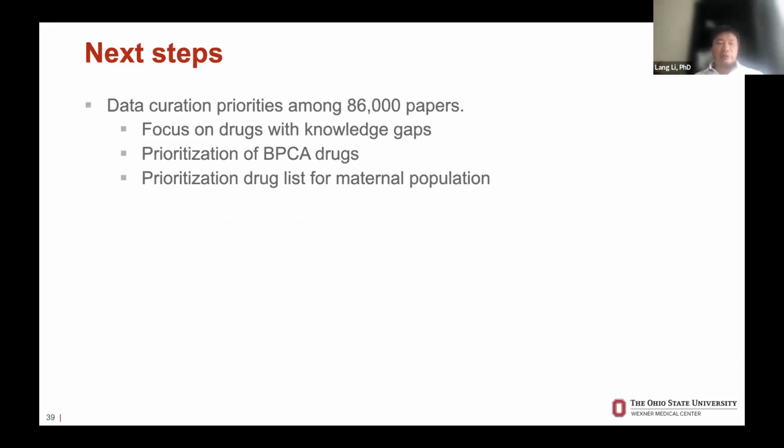So the next step is we're going to focus on 86,000 paper data curation. That's the major task for us. We're going to focus on drugs with knowledge gaps, and we're going to look into the BPCLS and see how the data curation can really help drug prioritization for the pediatric patient population. And we're also in the middle of formalizing the prioritization strategy for the maternal population as well.